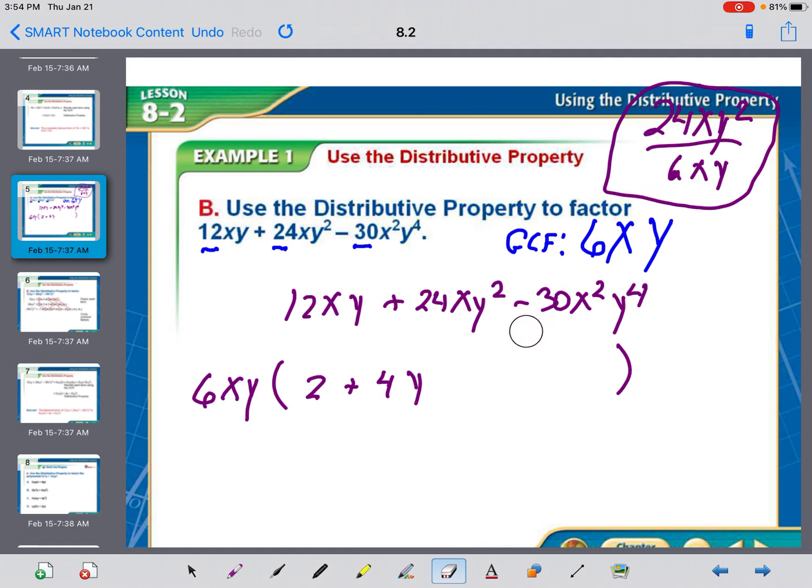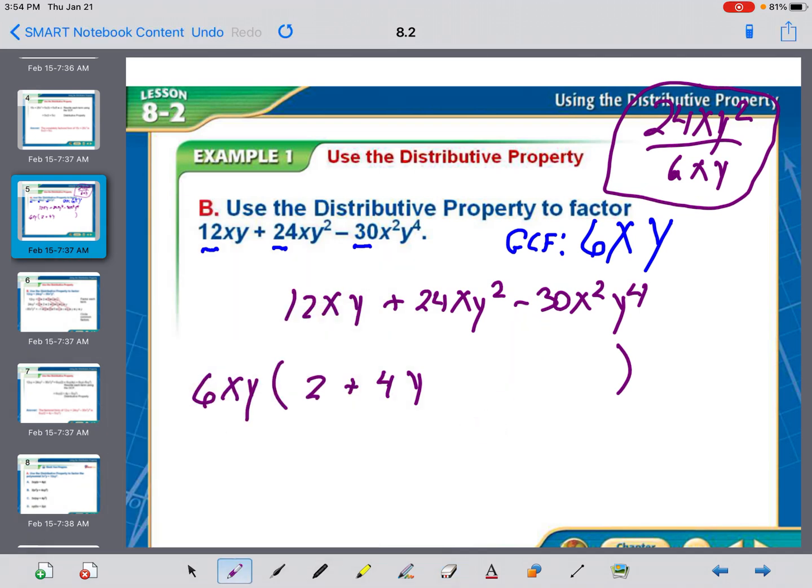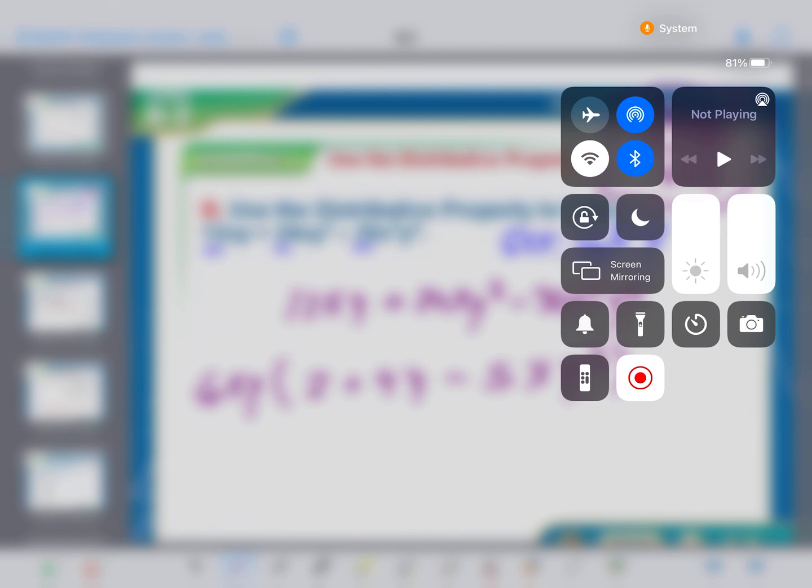Now, I've got to be careful. Remember, it's the negatives in your life that cause you the most trouble. So I'm going to take 6xy out of this. What is a negative 30 divided by a positive 6? Negative 5. Look at the x's. It'd be x squared divided by x and y to the fourth divided by y.